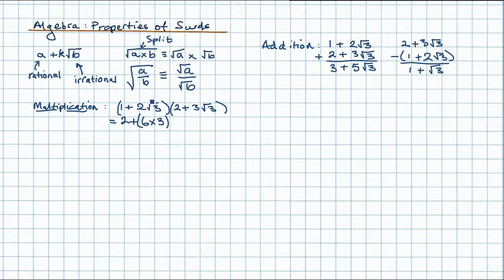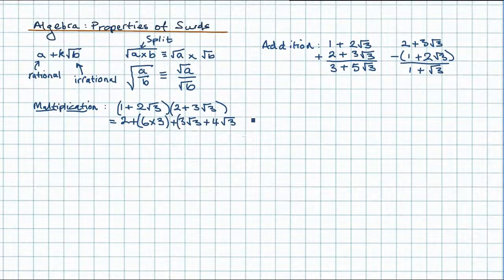Now we're going to do the outside and the inner. So the outside is 1 times 3 root 3. Well, that's going to give us 3 root 3. And then the inner terms, that's going to be 2 times 2 root 3, so that's going to be 4 root 3. And then there we are, that's fully multiplied out those two brackets.